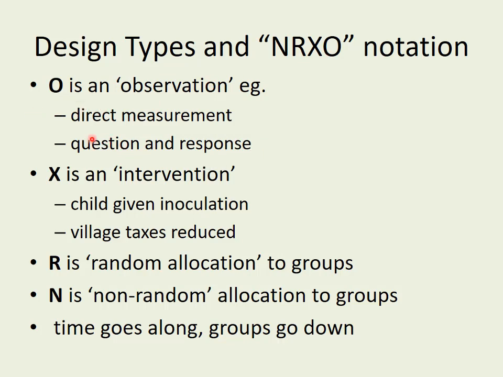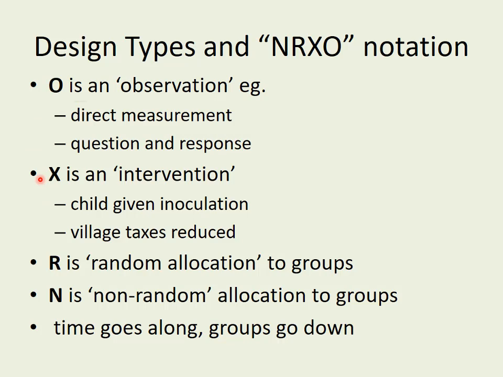So it could be you physically measuring how much crop has been produced, or it could be you're asking people how long they spend collecting firewood in terms of a question and response. So you could be asking people something, could be directly measuring something, could be observing something literally and noting down a number. That's an O.